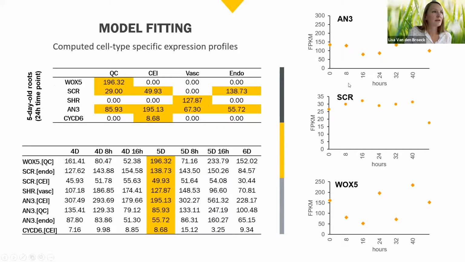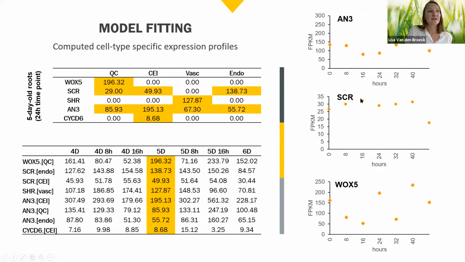For example, here you have SCARECROW expression in the QC, so you can see it has this expression pattern, and the dots are the experimentally measured measurements. For example, here you have the one of AN3, where you can also see a peak. That's probably why we also have this peak in the SCARECROW expression in the endodermis, because AN3 activates SCARECROW. So it's normal that the experimental pattern looks a bit like it.